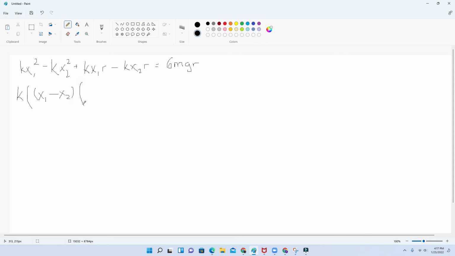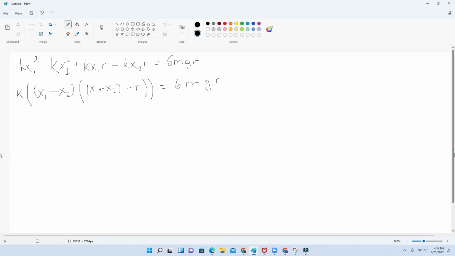And then that will just leave us with an x1 plus x2 term as well as a plus r term. And that'll give us 6mgr. Yeah, so essentially all we did here was factor it using standard algebra.